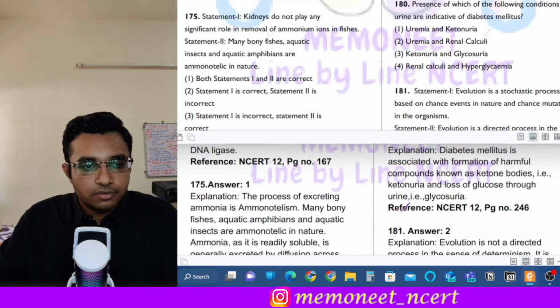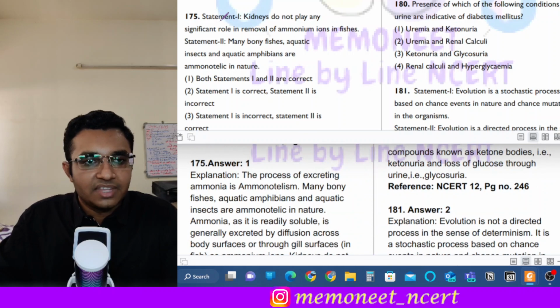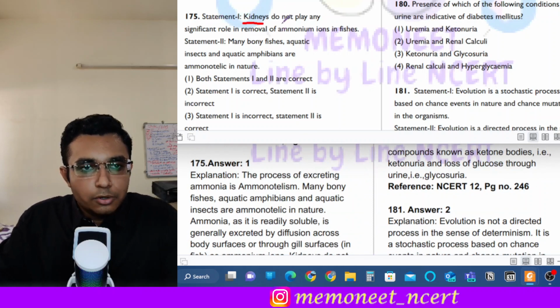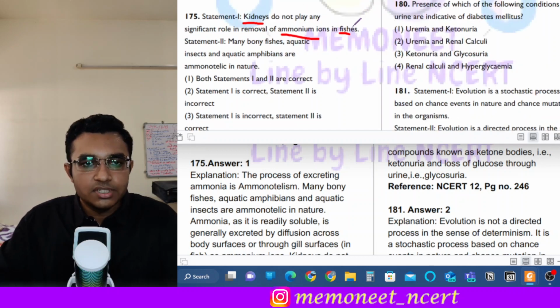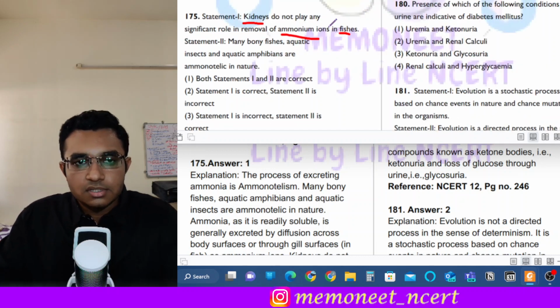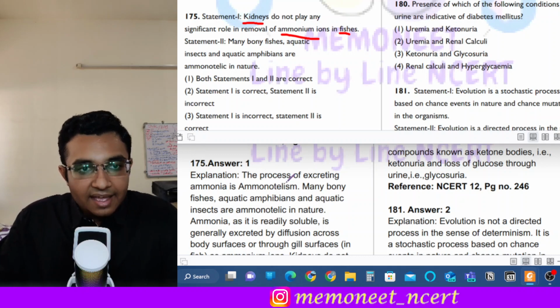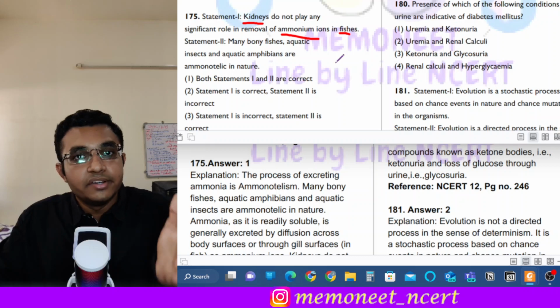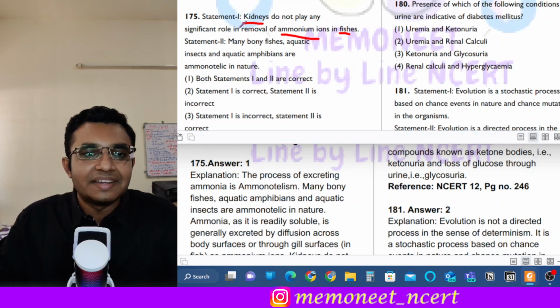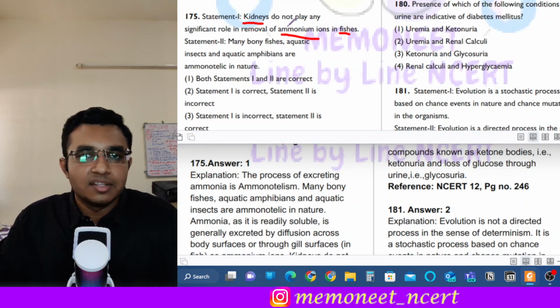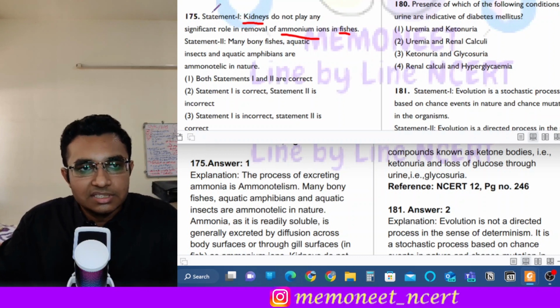Moving on to the next question, question 175. It is also a statement based question. The first statement is kidneys do not play any significant role in removal of ammonium ions in the fishes. So this is a correct statement because see, the fishes produce their nitrogenous waste in the form of ammonia, and the ammonia is able to easily diffuse out of their body. So kidneys play a very little role in the removal of ammonia. So this is a correct statement.